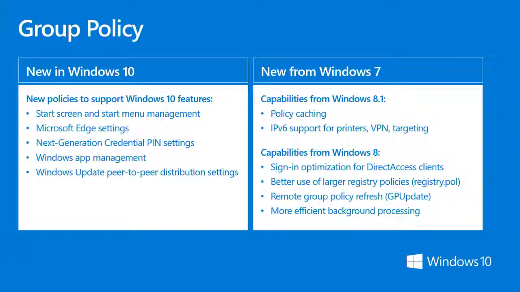Windows 8.1 then came along, and it added some more things, like being able to cache the policies locally. You can actually sign in to Windows 8.1 and never have to talk to a domain controller for the policies because they've all been cached on the local device from the last time you logged in. It will check to see if there are any changes, and it will download any changes if it finds them, but it's much faster to log in when you don't need to pull these policies from a remote server. We also added more IPv6 support, so if you're connected to printers or VPN servers over IPv6, those will work better as well.